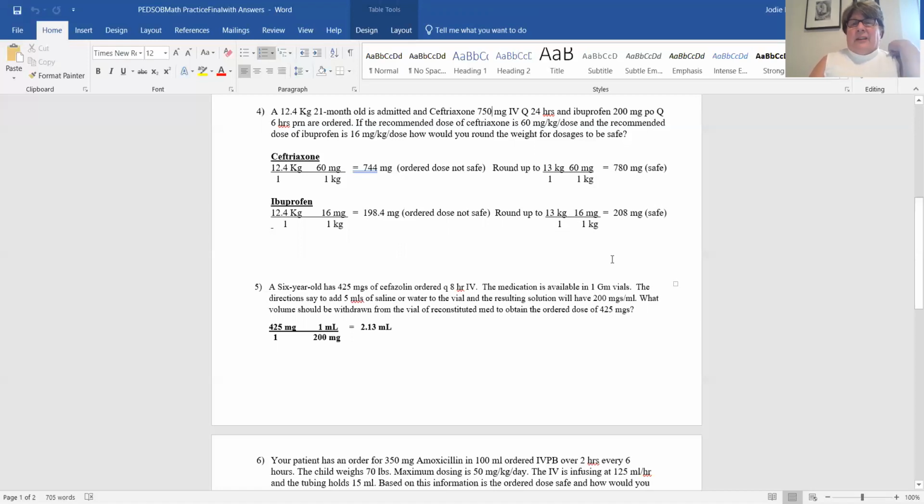That's a little bit of a different question than what you've had before, but because it says if you round the weight, all you were going to do is you see this one's low, so you need to get it a little higher. So rounding the weight up to 13 is going to be the solution for that.